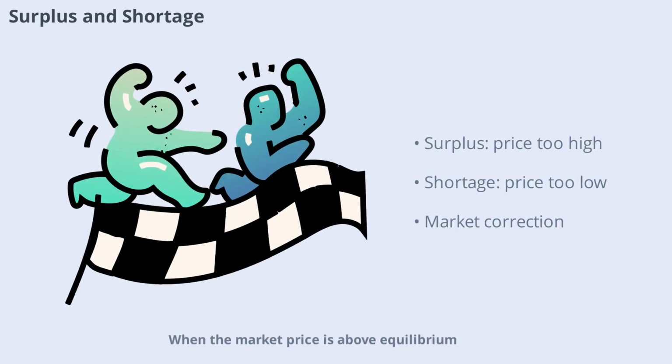When the market price is above equilibrium, there's a surplus: more is supplied than demanded. This puts downward pressure on prices. Conversely, when the price is below equilibrium, there's a shortage: more is demanded than supplied, pushing prices up. These forces help markets self-correct and move toward equilibrium.